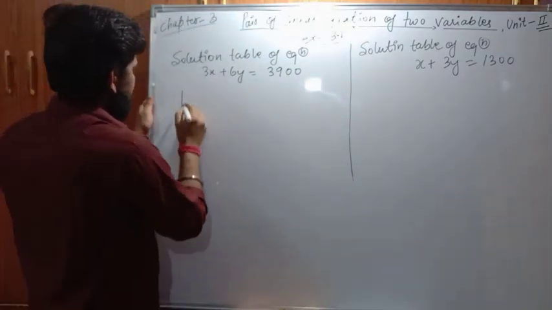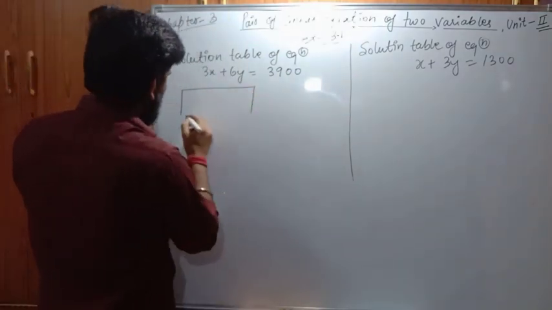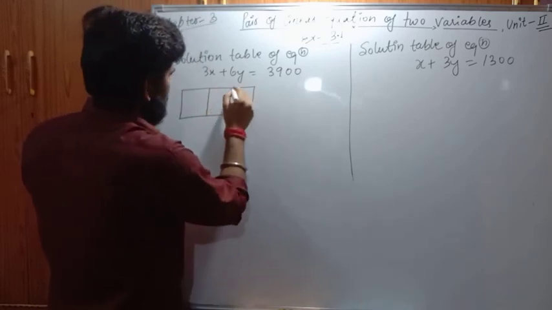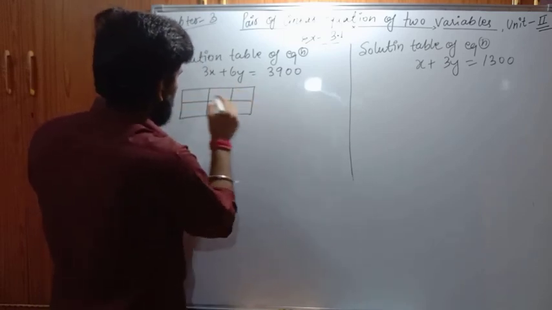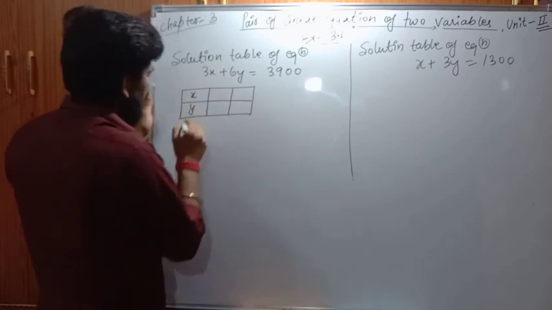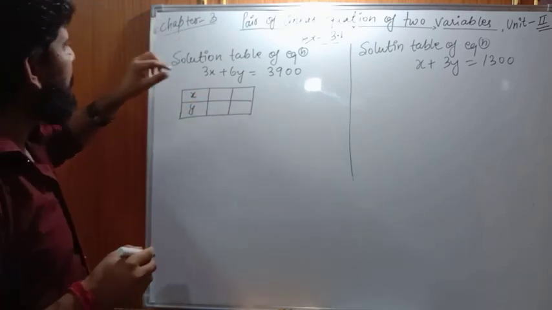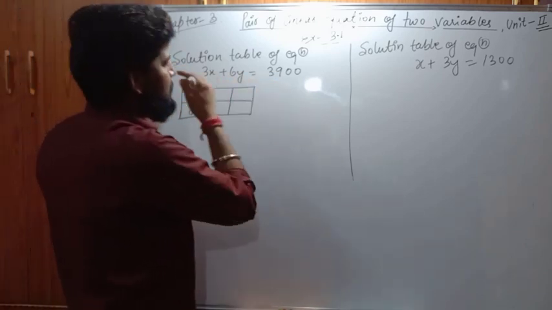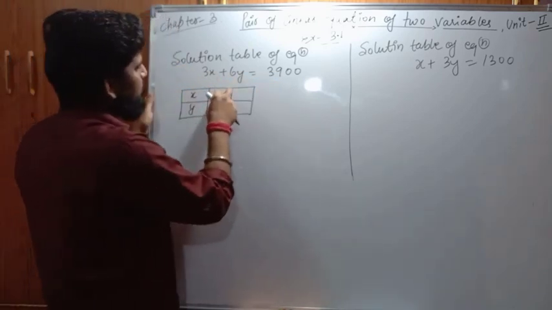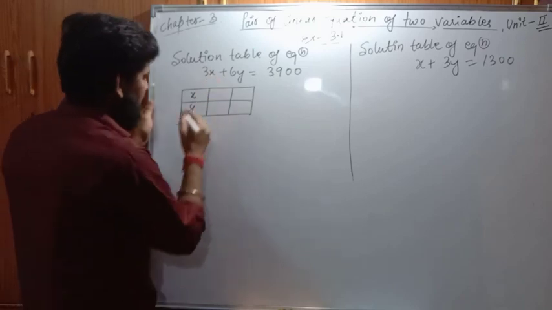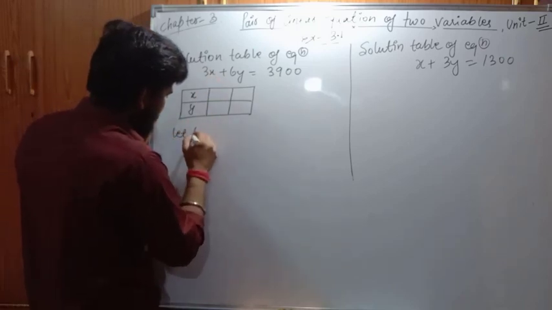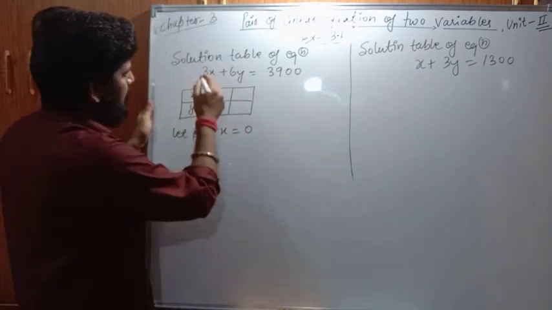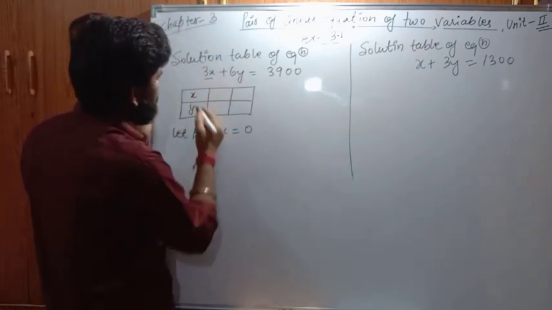In the first solution table, we will do the same thing we did in the first question. We put the value of one variable, then we will get the value of the other variable. We want 2 points. So let's put x equals 0. Now x equals 0, so 3x is also 0.